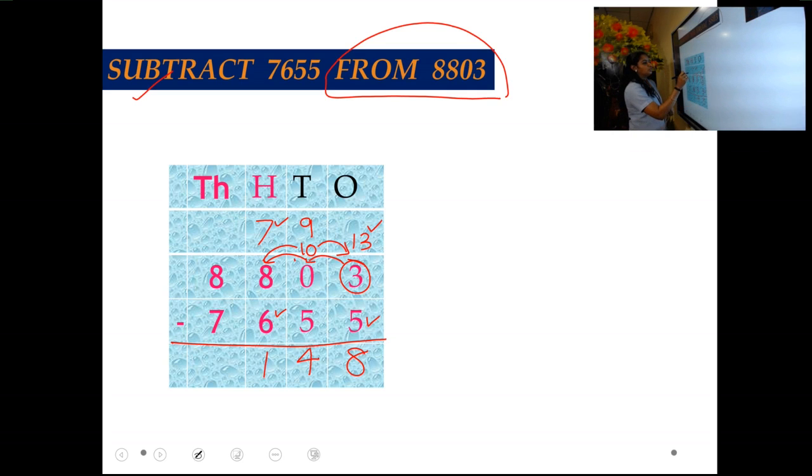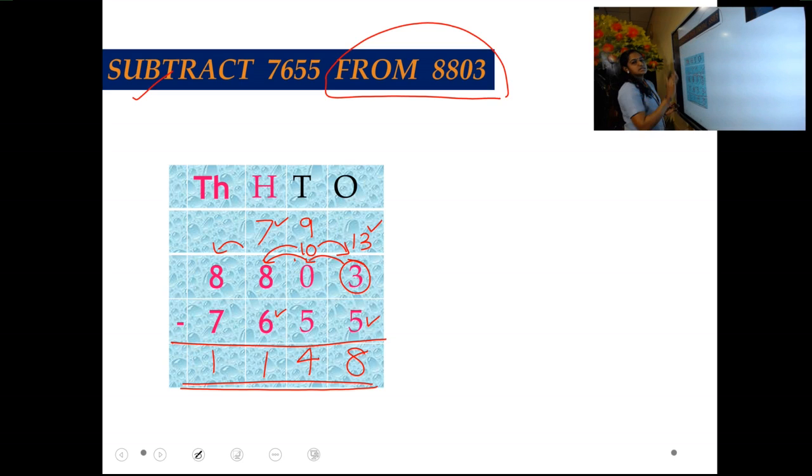1 comes. Now move to the next place. Thousands place. 8 and 7. Which number will you get after subtracting? Do backward counting and subtract it. Which number will you get? 1. Okay. So double underline. This is your answer.